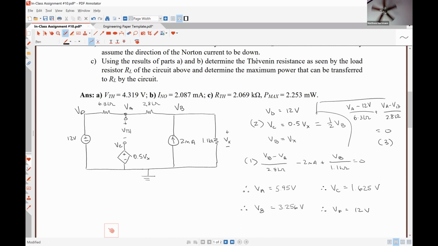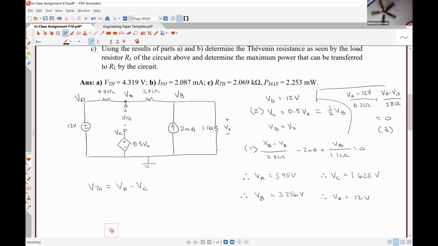All righty. So how can I use these nodal voltages to get the Thevenin voltage? So what's the nodal voltage associated with the positive polarity terminal of the Thevenin voltage? Would it be VA minus VC? VA minus VC. Yep, because VC is the voltage associated with the negative polarity.